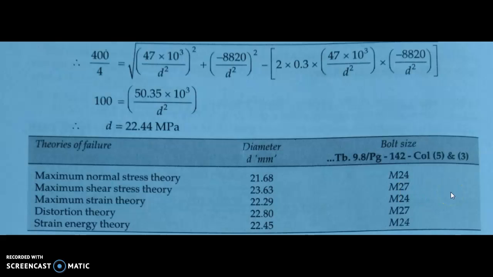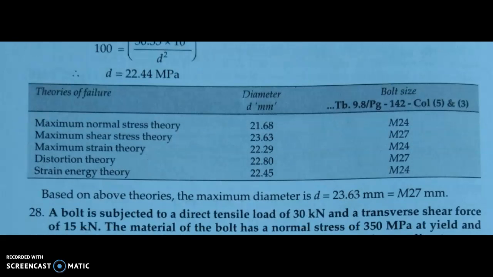Among these, which one is better? We can conclude like this. Based on the above theories, the maximum diameter d is equal to 23.63. That means M27 is the best diameter. All other theories will be satisfied by this M27. Okay. Thank you.